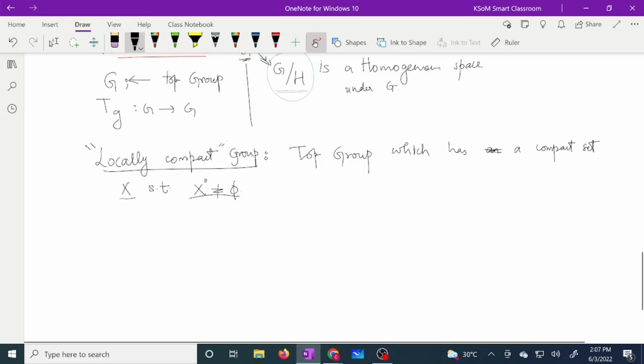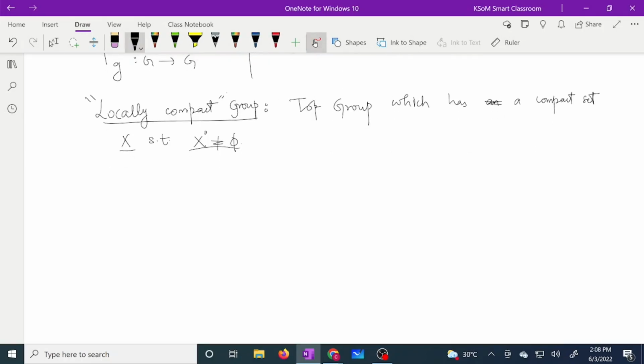Now let's start with some recollection of some definitions from measure theory. Recall measure theory.